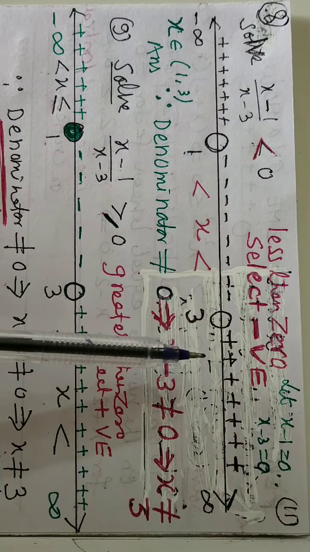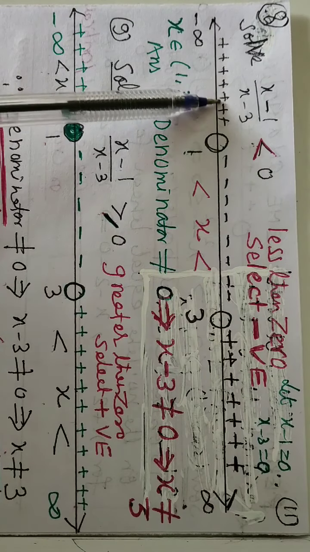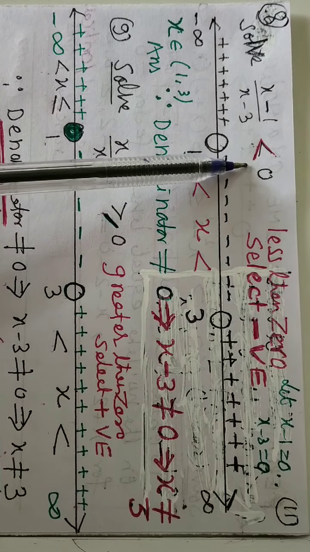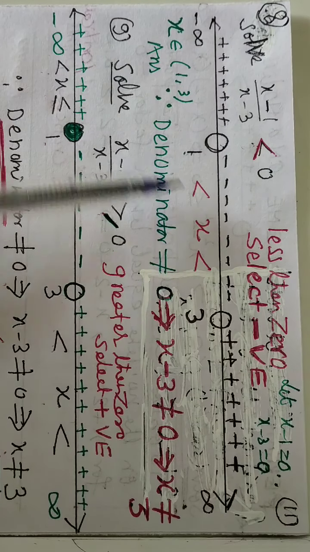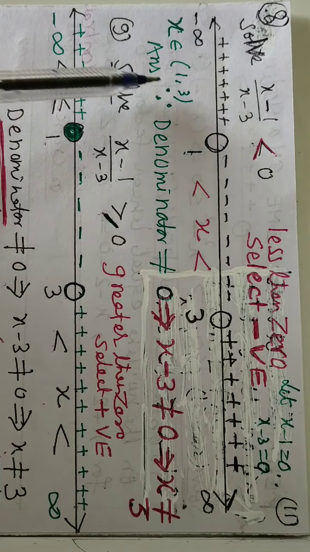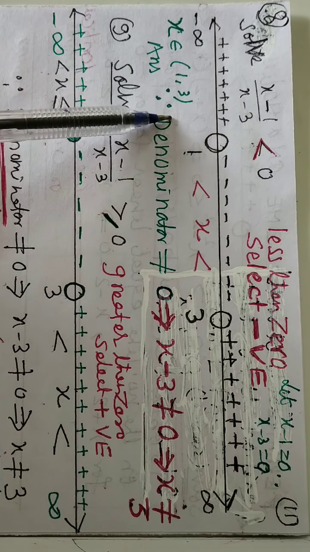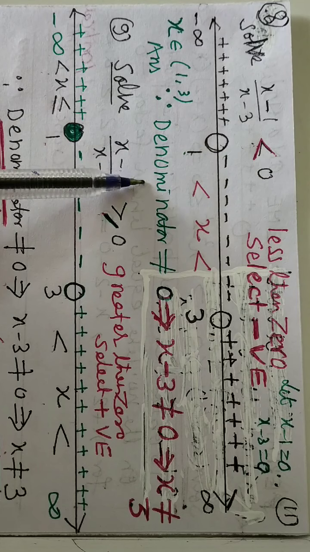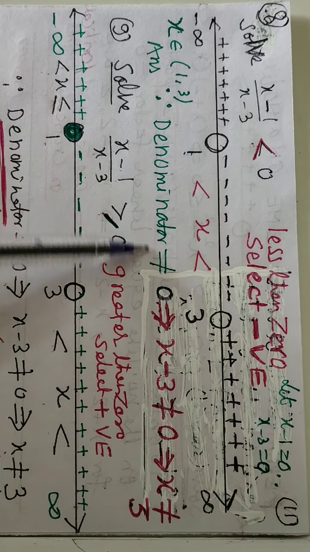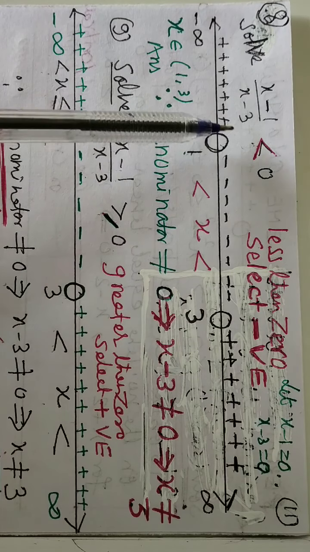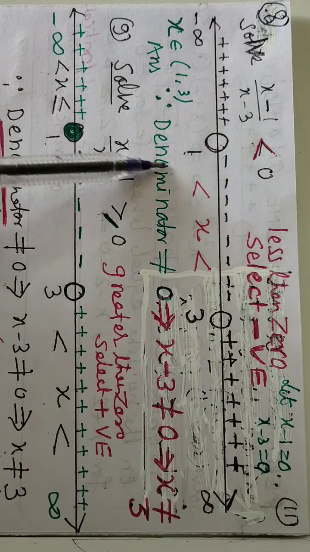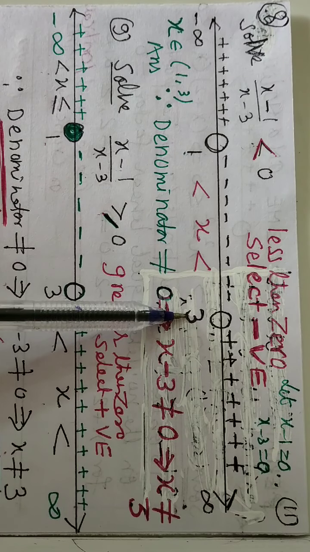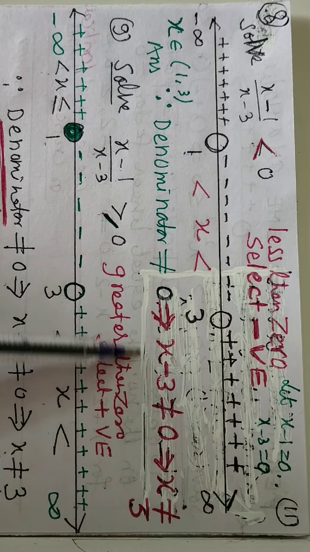Display them and follow the sign scheme: plus, minus, then again plus. Now select negative, less than 0. Negative is selected, so 1 to 3. This is your answer: x belongs to (1, 3). Remember, there is one more restriction. The denominator is not 0, so x minus 3 is not 0, so x is not equal to 3. We have not taken x equal to 3. So this restriction must be kept in your mind.